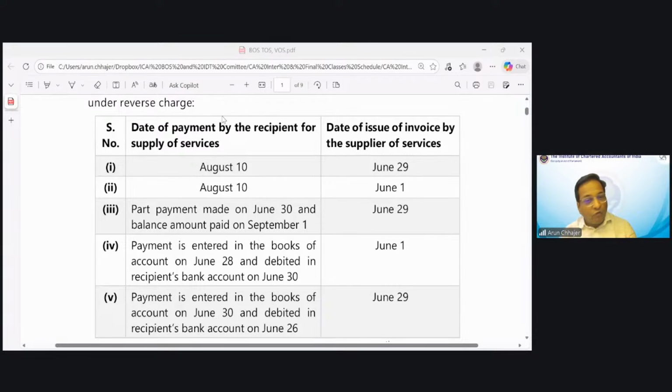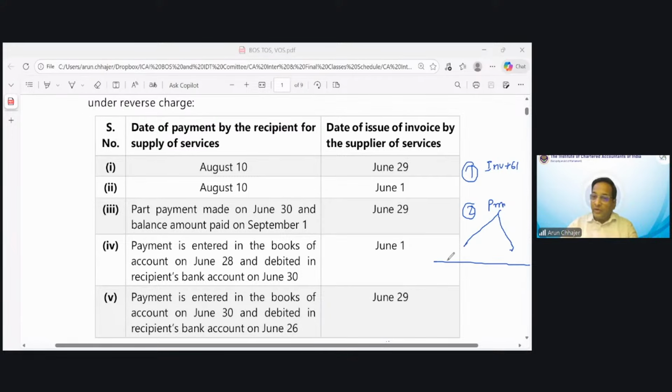So date of payment will also be calculated whichever is earlier. See, I hope everyone is clear. First, we need to calculate earliest of below 2 or below 3, whatever the case may be. And then one is the invoice plus 61 days, and second is date of payment. And this date of payment is also being divided in two parts, and whichever is earlier will be the date of payment.